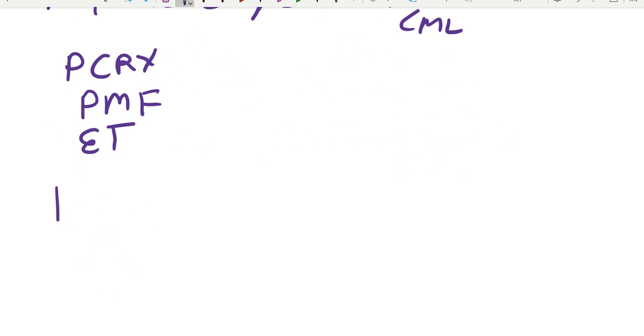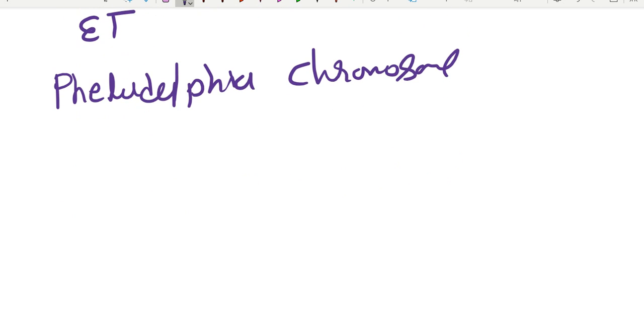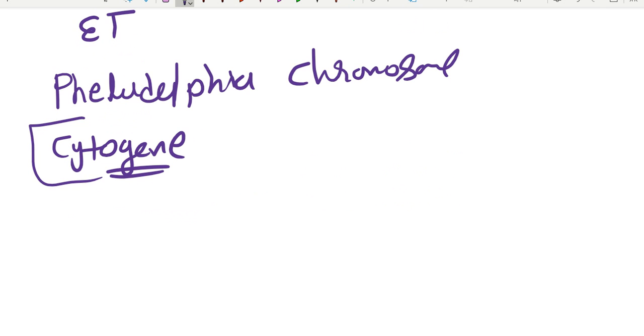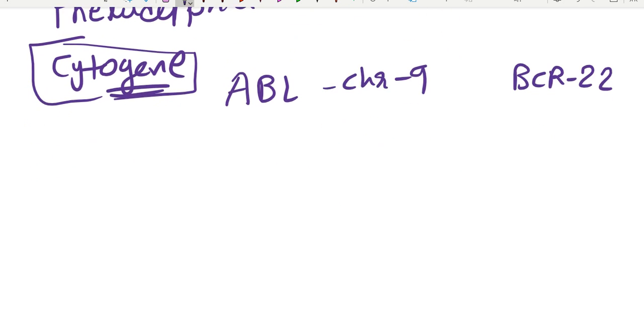Now we see the most important part of CML, the Philadelphia chromosome, which is seen by cytogenetic examination. There is the ABL gene which is situated on chromosome 9 and the BCR gene situated on chromosome 22. There is a reciprocal translocation.